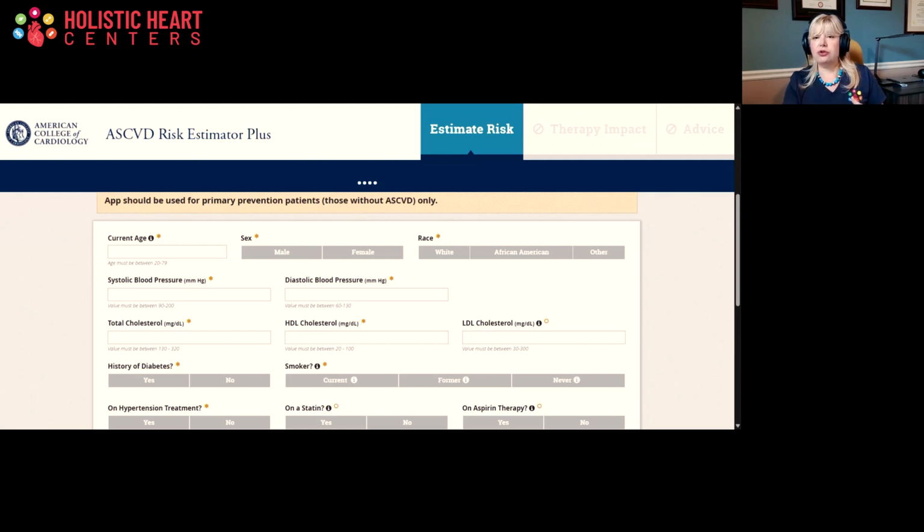But let me walk you through the example. This is in the public domain. You can find it online. I'll put a link for it in the show notes so that you can certainly use it. But let's look at a real example.